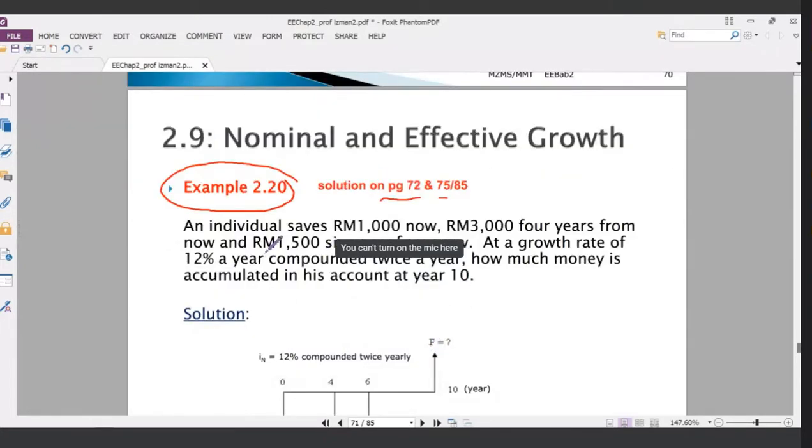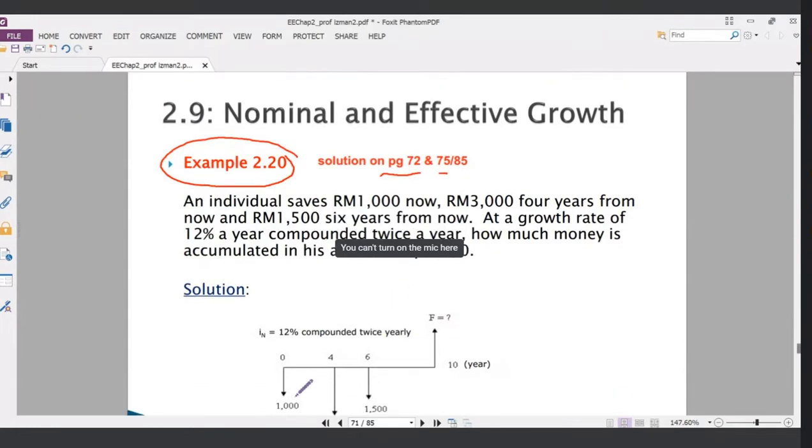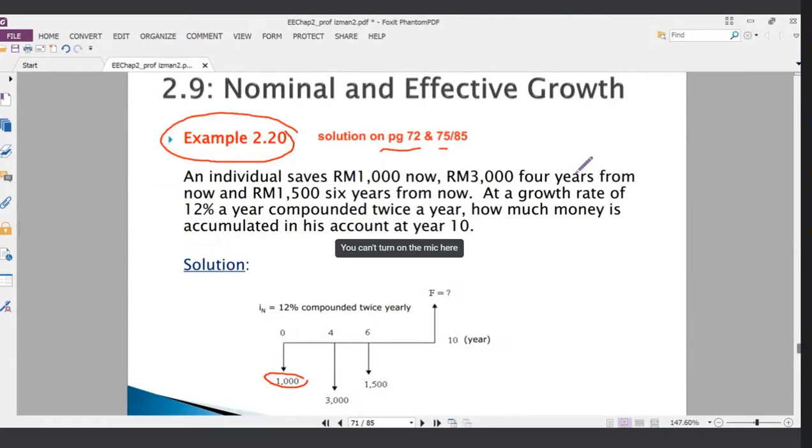All right, so an individual saves 1,000 now. So this is what happened now. 3,000 4 years from now. So this is a second saving made by this person, and 1,500 6 years from now. So this is the third saving made by this person. And the growth rate or the interest is 12% compounded twice yearly. So this compounding period is 6 months, and the payment period is 1 year. So for this situation, the payment period is greater than compounding period. So you need to determine the I effective for the period of 1 year.